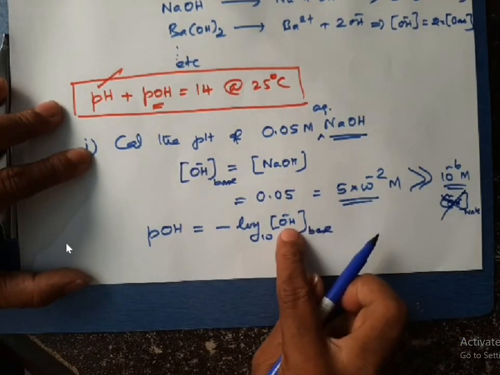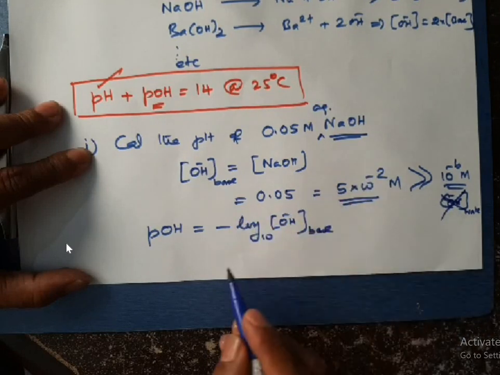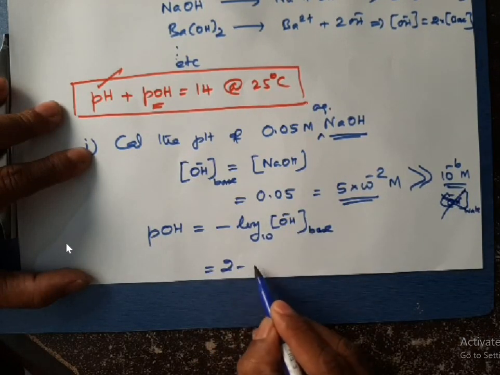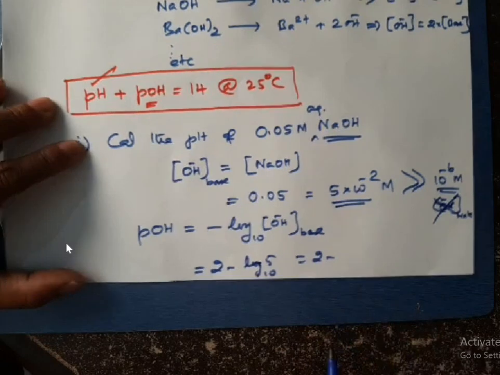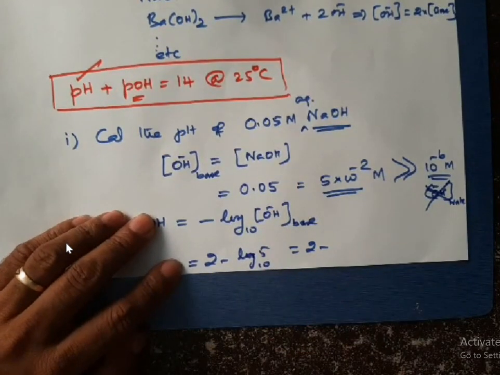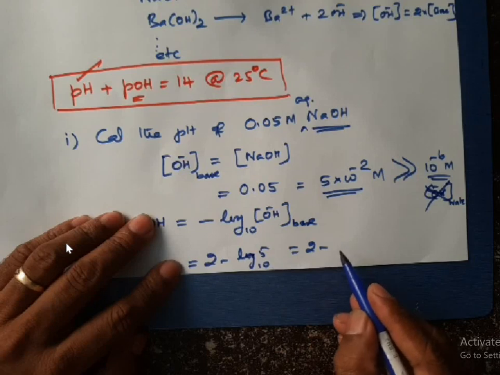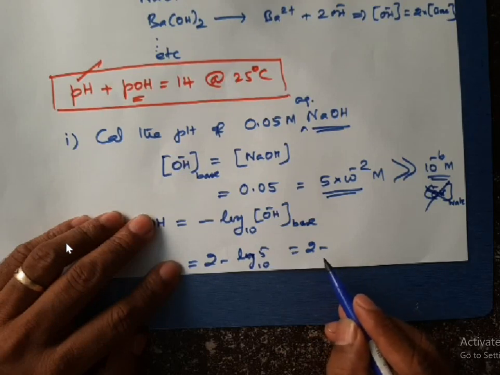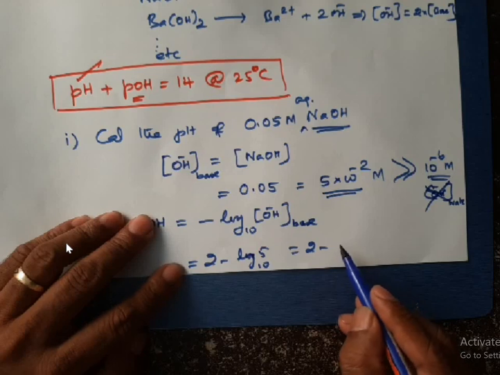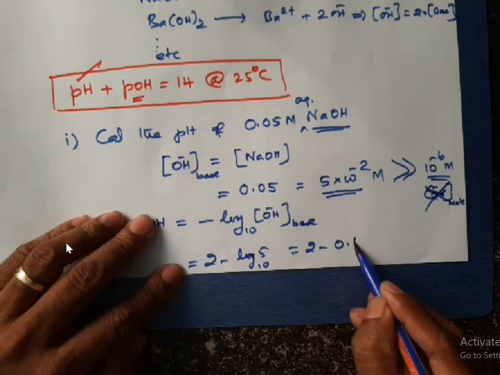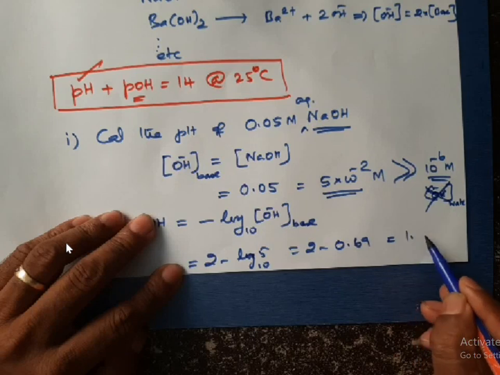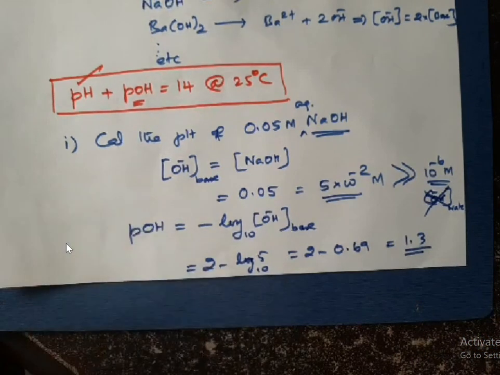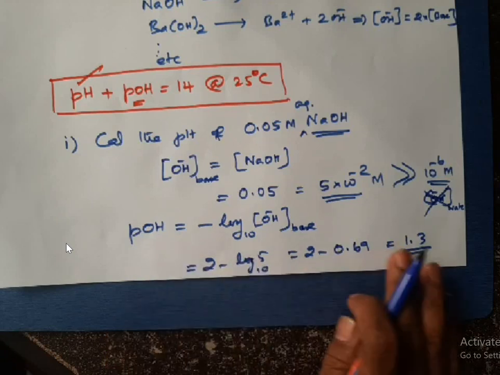Substitute this value here, 5 into 10 power minus 2. Okay, and if you calculate, I'll get 2 minus log 5. Log 5 is 0.69, I think so. Okay, roughly 0.7, so it will come out as 1.3, roughly. Okay, that's the pOH of the solution.